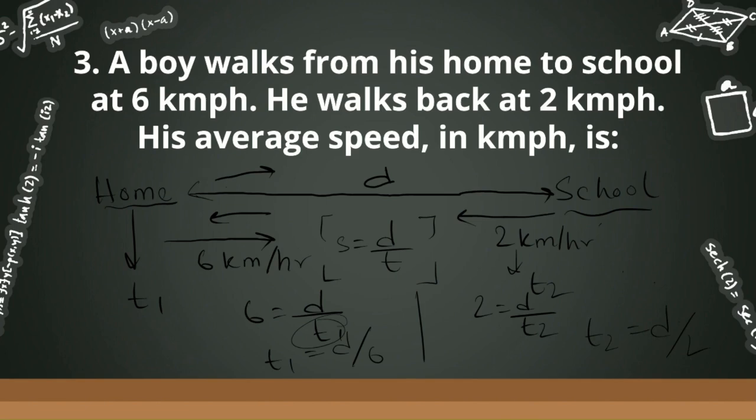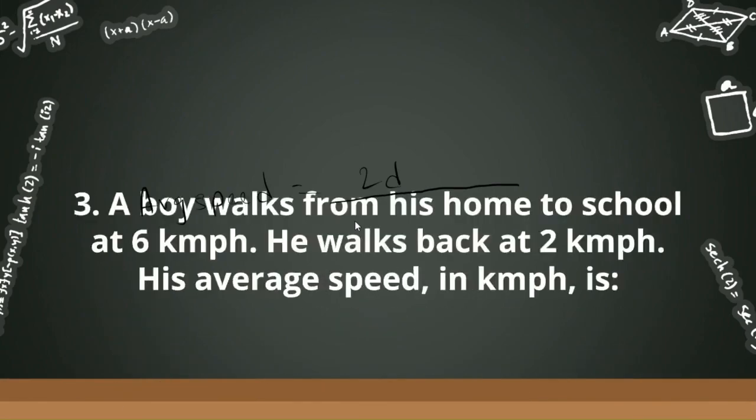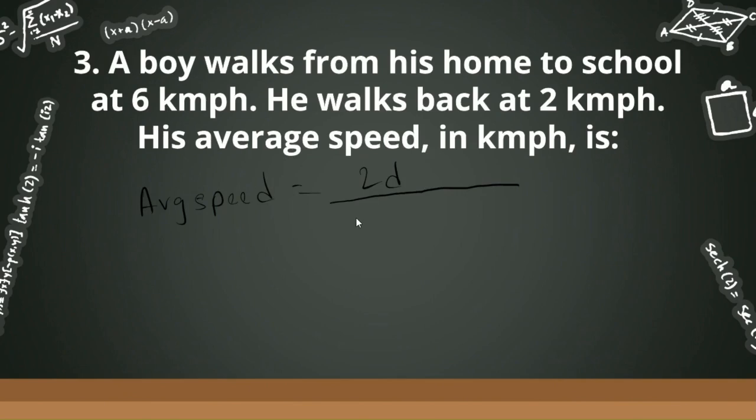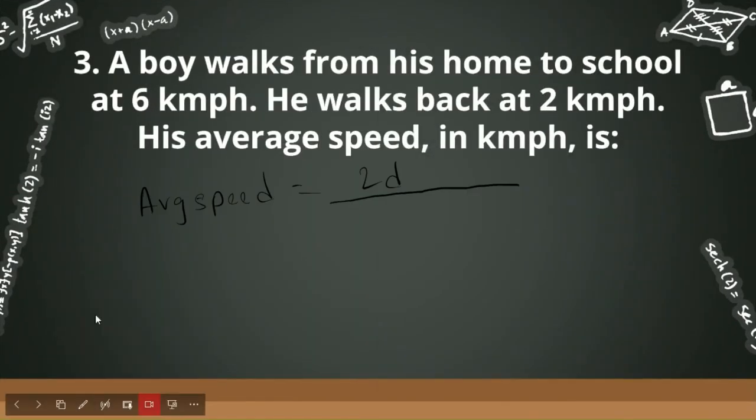So t1 is the time while going from home to school, and t2 is the time for coming from school to home. So what's the total time? t1 plus t2. What is t1? d by 6. And what is t2? d by 2. So basically the total time should be d by 6 plus d by 2. So let's just solve this now.